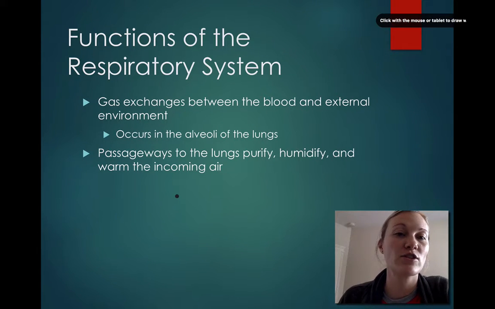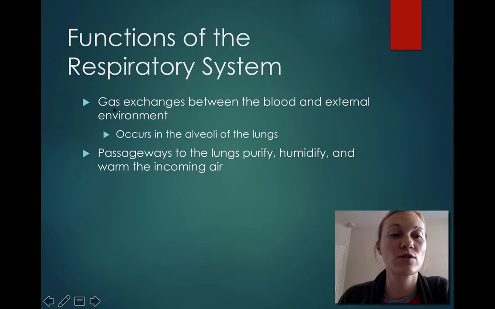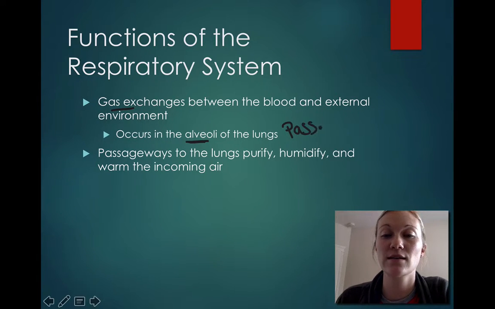There's a couple of major functions of the respiratory system. The first one is that the respiratory system serves as gas exchange between the blood and the external environment. The gas exchange actually occurs at the alveoli of the lungs. It is important to know that this gas exchange is a passive process. That means that it's going to occur by diffusion. And we'll talk a little bit more about that later.